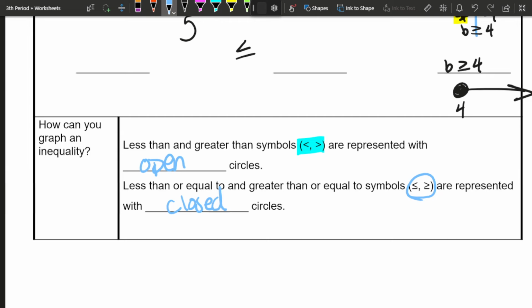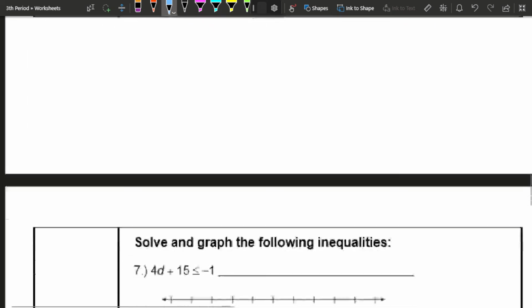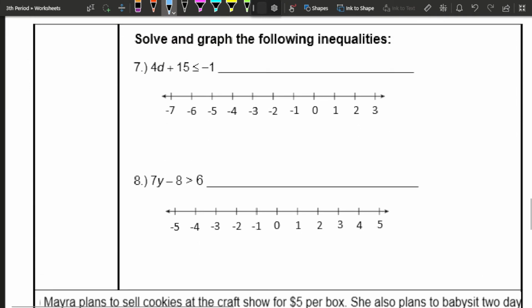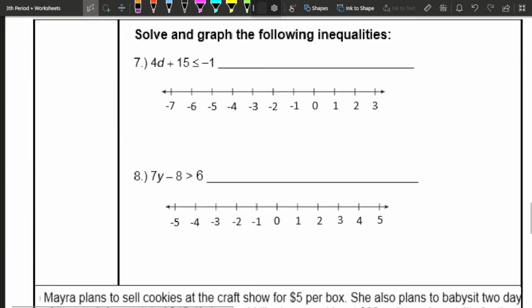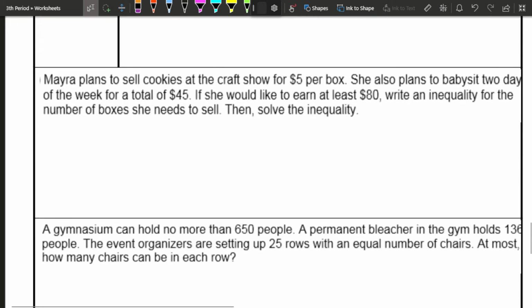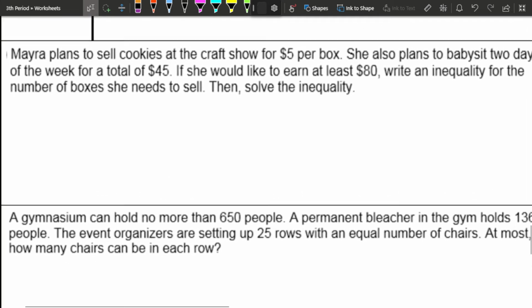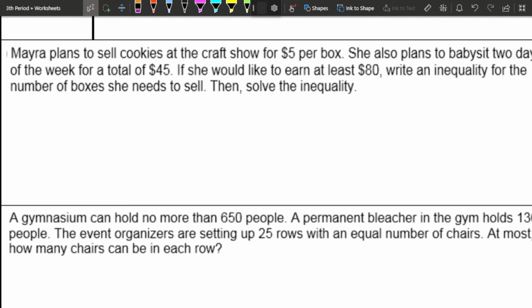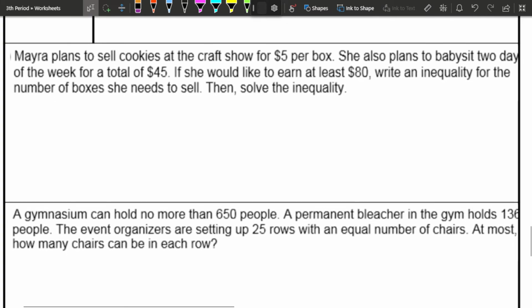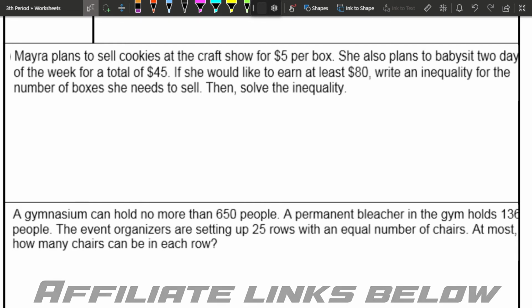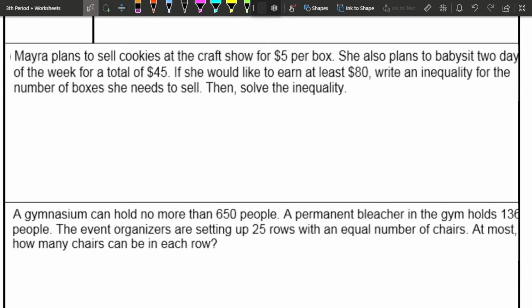All right, so now let's move on and talk about word problems. Y'all can work on this by yourselves. And let's look at this one right here with Mayra. These are going to be written just like when we did the inequalities. We have to look for the variable. Are they adding or subtracting? And what is my total? Let's look for my total.